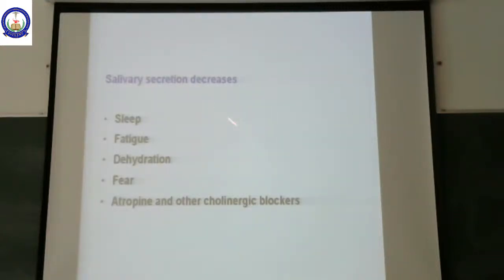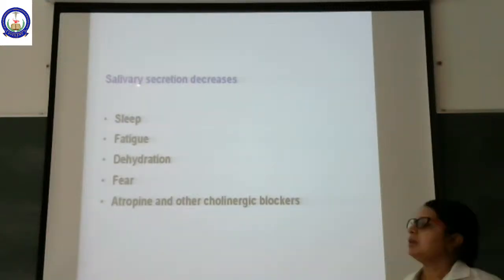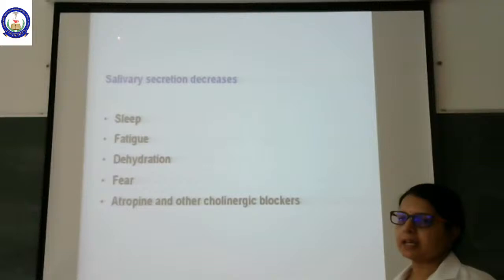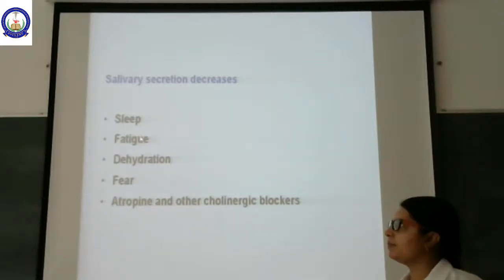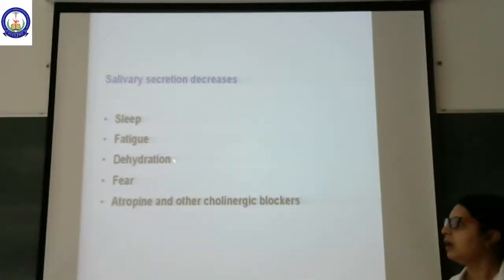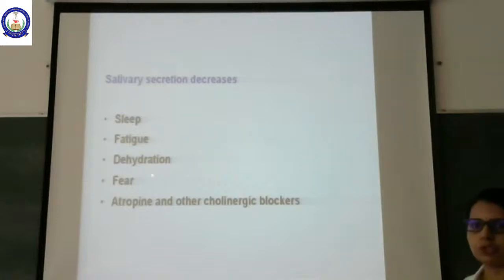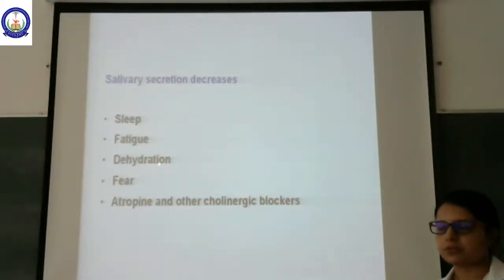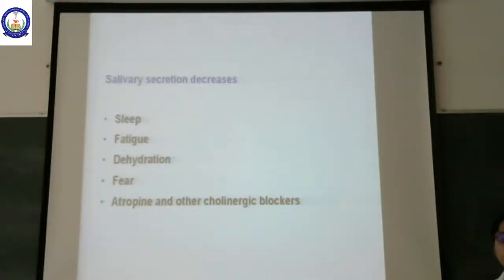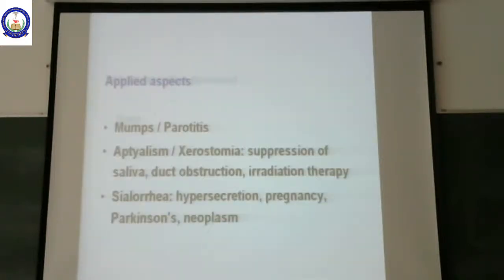Now, salivary secretion decreases. Which are the factors which can decrease the secretion? During sleep, when the person is fatigued, and when there is dehydration, when the person is suffering from loose motions or vomiting, the salivary secretion is reduced. Also fear, when the person is very afraid, and atropine and other anticholinergic agents. This is drug induced. So these conditions can reduce salivary juice secretion.